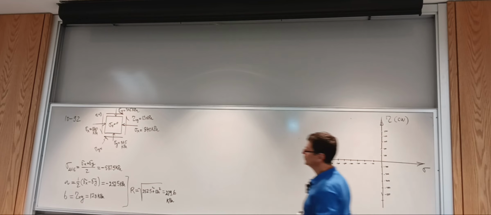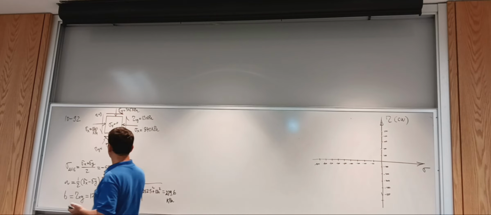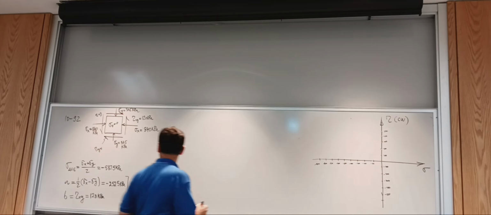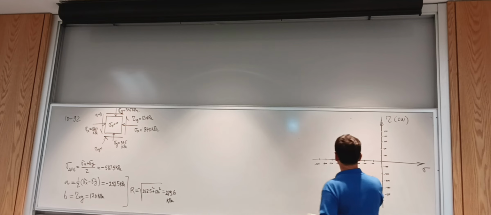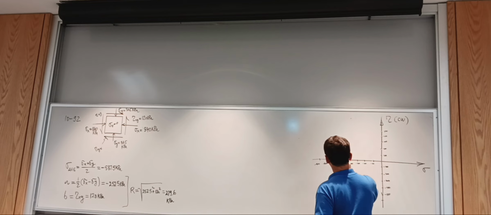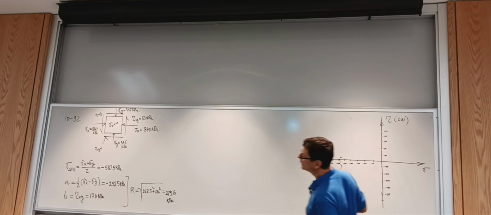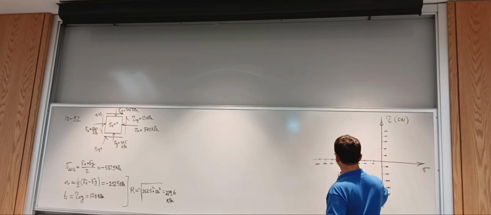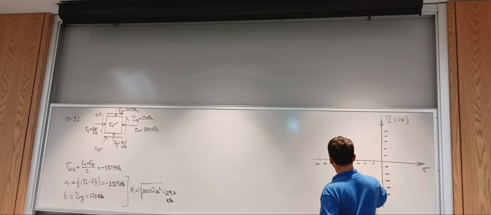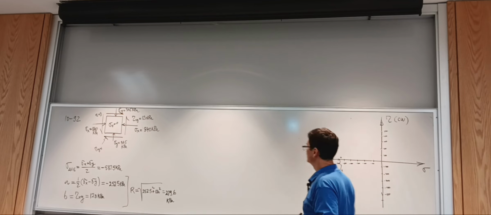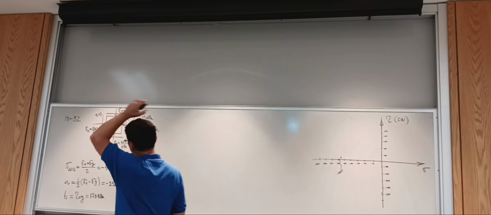Okay, so we're going to place on the graph the center, negative 587.5, zero. It might be like here. So this is the center of the circle, point O, of coordinates negative 587.5, zero.